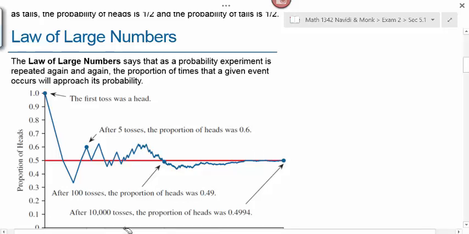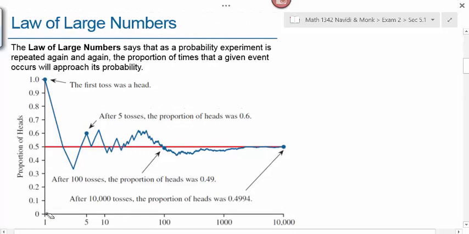Here's a graph that represents the results when you toss a coin. If you toss a coin the first time and it lands on heads, then the probability of getting a head out of that one toss was 1. You got one head out of one coin toss. 1/1 is 1.